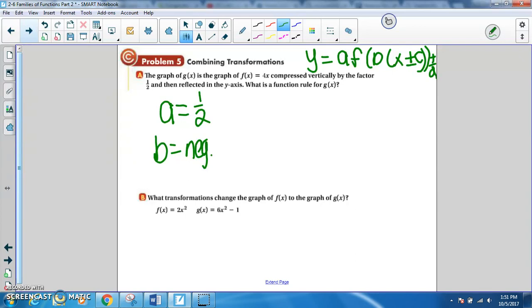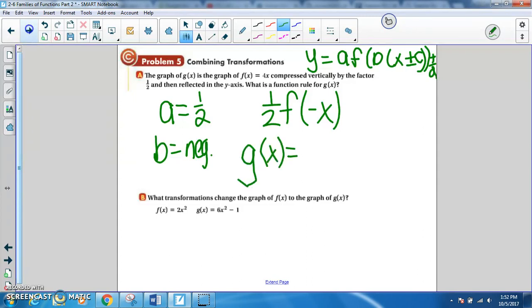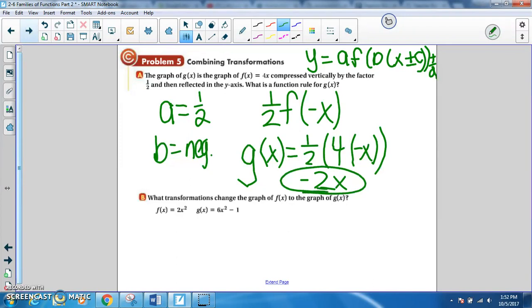So now we're going to apply that to f of x. So 1/2 f of negative x. Which means we are going to have g of x equal, instead of f of x, we're going to write 4x. 1/2 times 4 of negative x. 1/2 of 4 is 2 times negative x is negative 2x. That would be g of x.